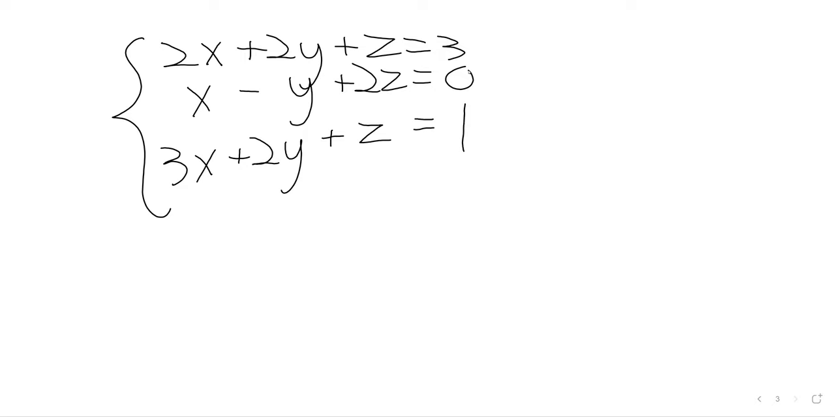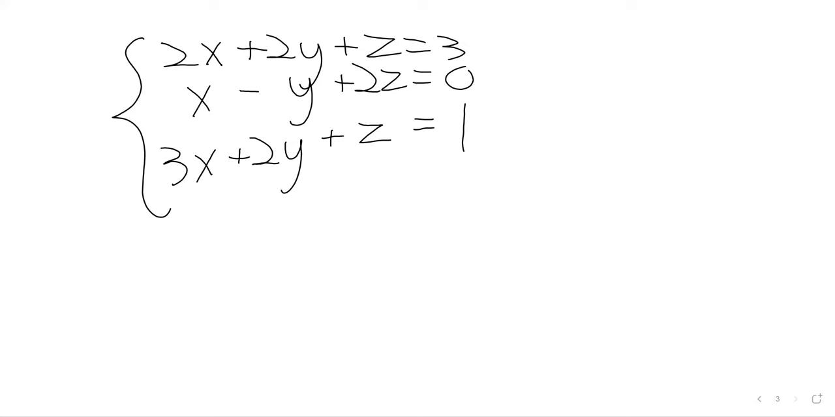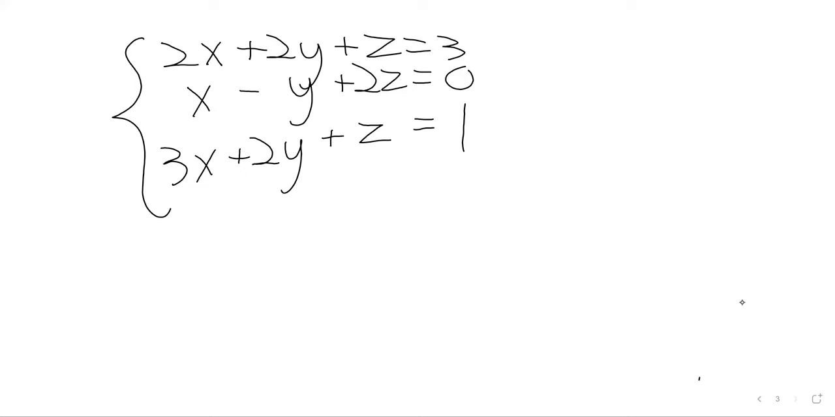This can be rewritten in terms of vectors. Our little color bar went away. Okay, I can fix this. If I stop the screen share and then bring the whiteboard back, we'll come back.